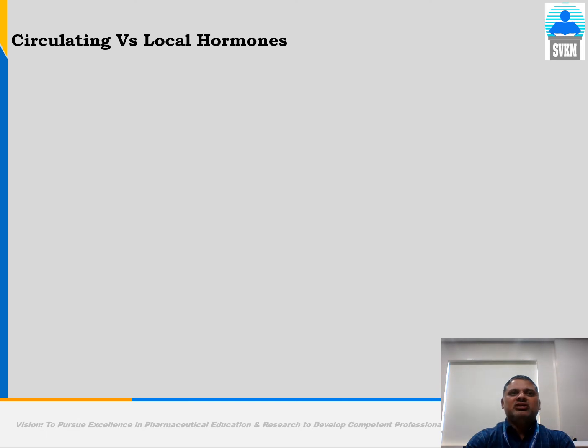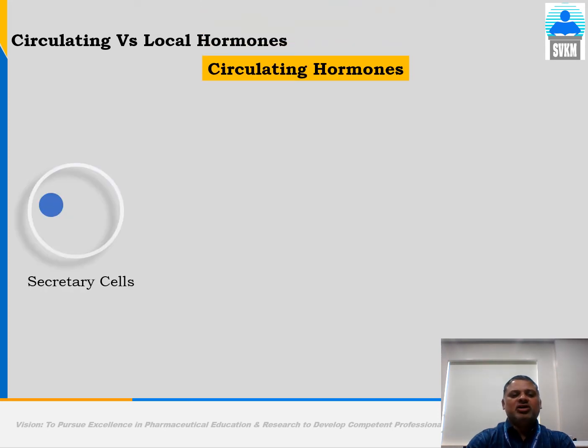Now the circulation and the difference between circulating and local hormones. If you see the circulating hormones, these are secreted by the secretory cells into the interstitial fluid.